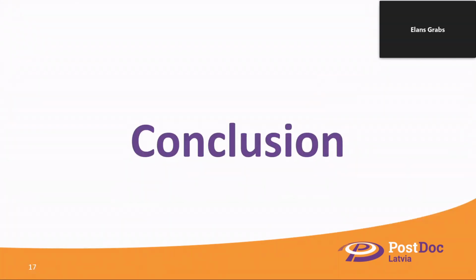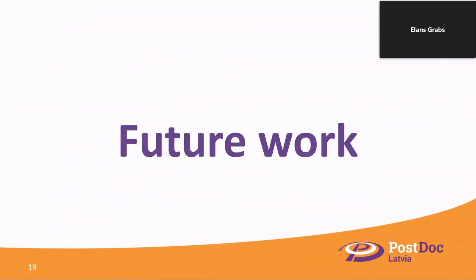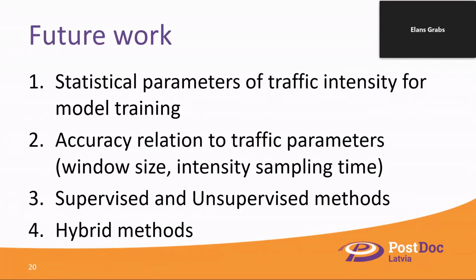So we go straight to the conclusions: direct use of traffic intensity samples is possible. This yields acceptable results for many algorithms, except for naive Bayes. Neural networks have been used as well, for example. But this requires strict time alignment of the data for this to work, which is in a real situation, should I say, unrealistic, yes? So future work consists of using statistical parameters of traffic intensity rather than traffic intensity samples themselves.